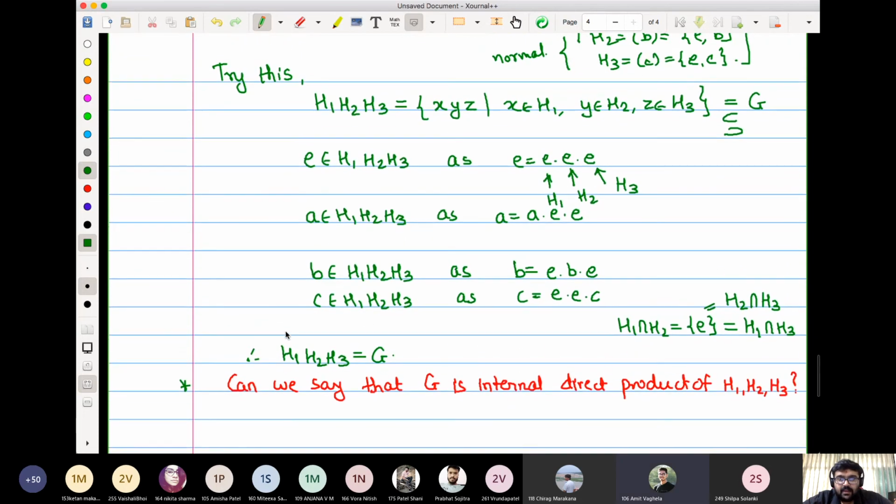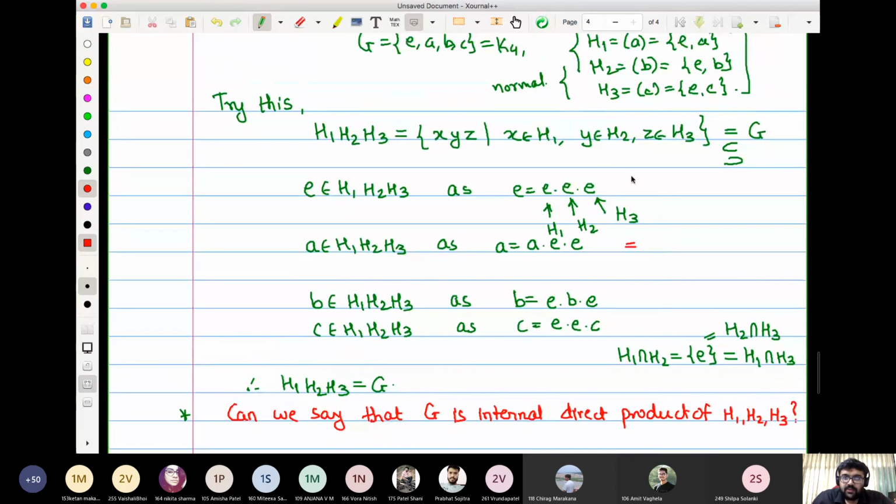It will not be uniquely represented. What he is saying is, what if I can write A also as some other expression? What is that expression of A? E, B and C. He is taking E from H1, which is different because here we have taken A from H1. Now he is taking B from H2, B belongs to H2, yes, and C belongs to H3.